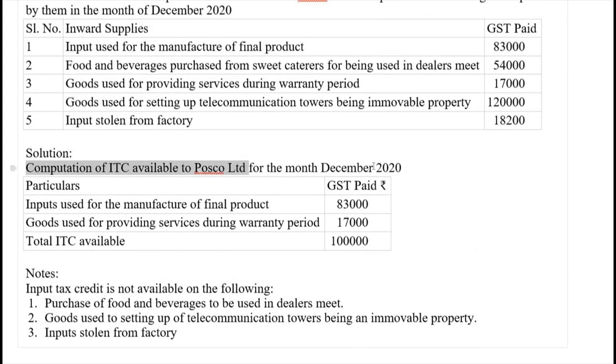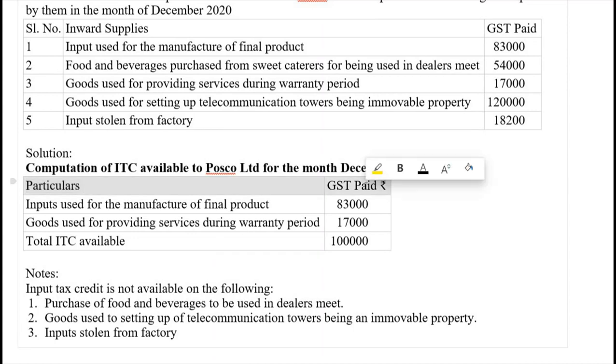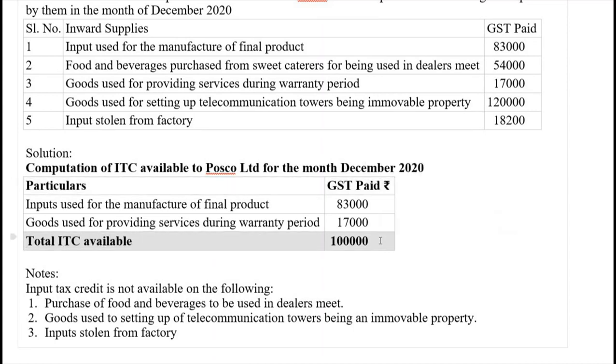So this is how we need to compute the ITC availability here. Let me make this bold. We must know the eligibility to claim ITC, then we can easily find out the amount of the ITC available.